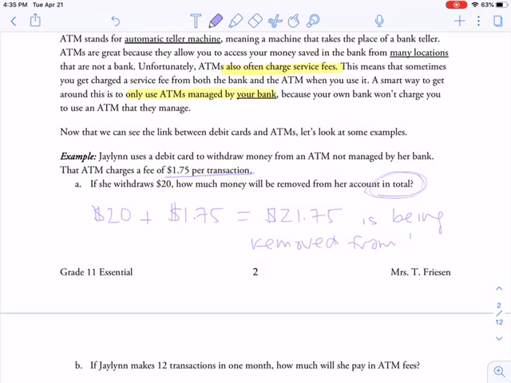Oops. There we go. Okay, so that's the answer for that question.